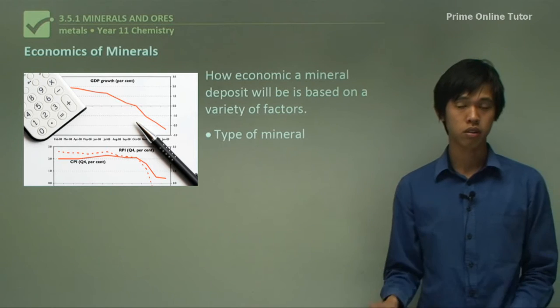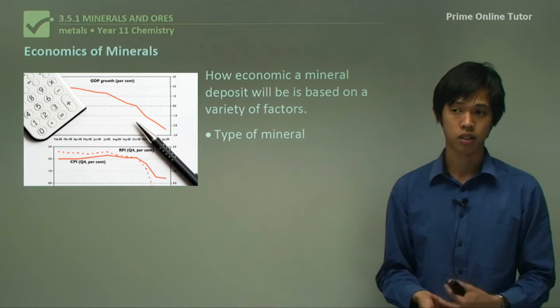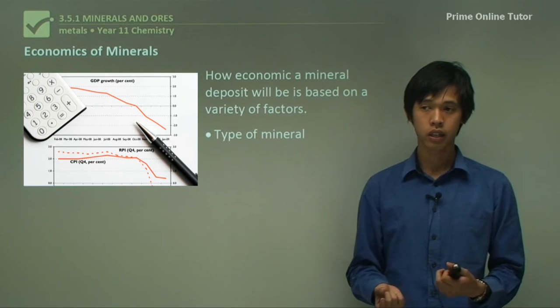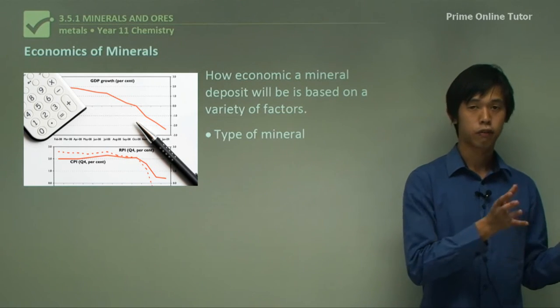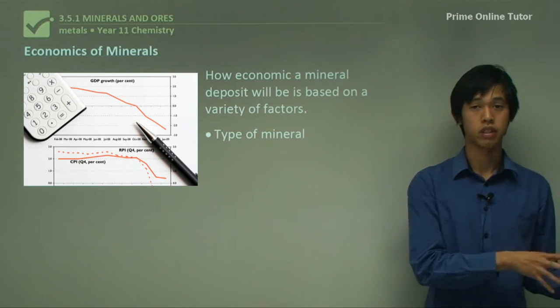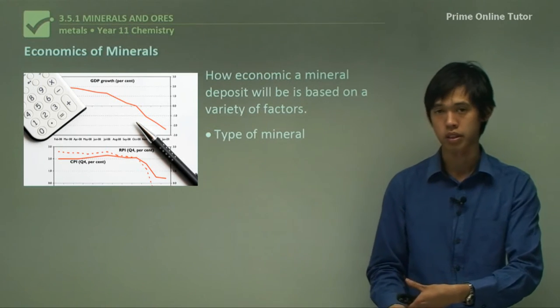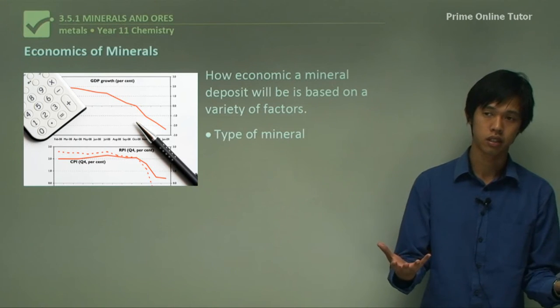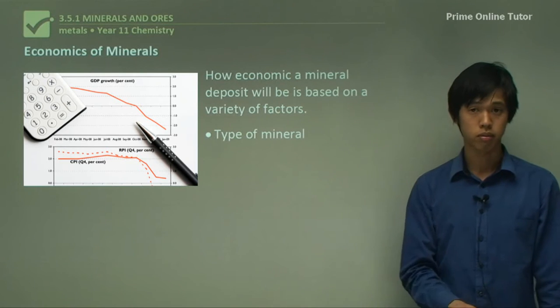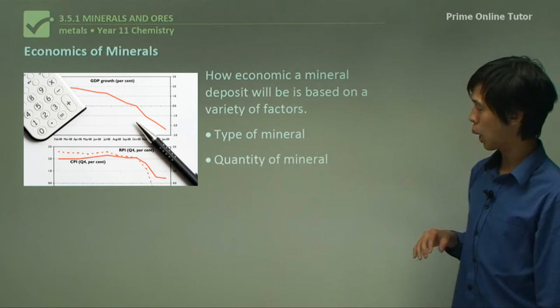Also, different types of minerals have different amounts of a particular substance. So if I had a mineral that was 1% iron compared to a mineral that was maybe 50% iron, obviously the 50% iron mineral is better than the 1% iron because there's just more iron per unit of volume. So the type of mineral makes a big difference in the economics.